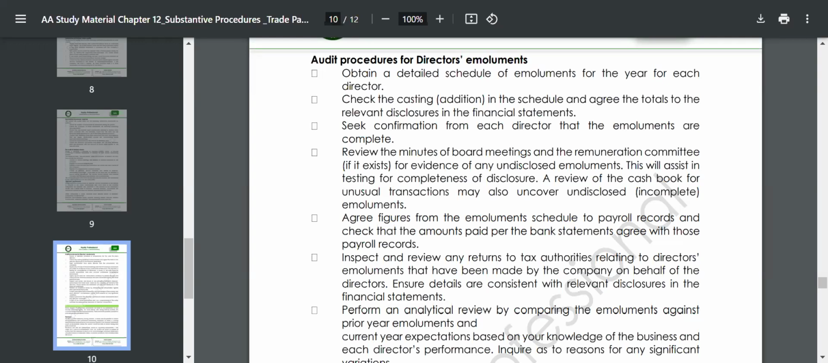Then you also review minutes of board meetings and the remuneration committee. Why are you reviewing this? So that if there is any undisclosed payment or emolument, any money that is not disclosed, you can find it. The first thing I said was to obtain a schedule with the list of payments due to each director. It's possible that there is a payment that is not in that list. But when you are reviewing minutes of board meetings, you can come across anything that is not disclosed. And that's why auditors like to ask for minutes of meetings.